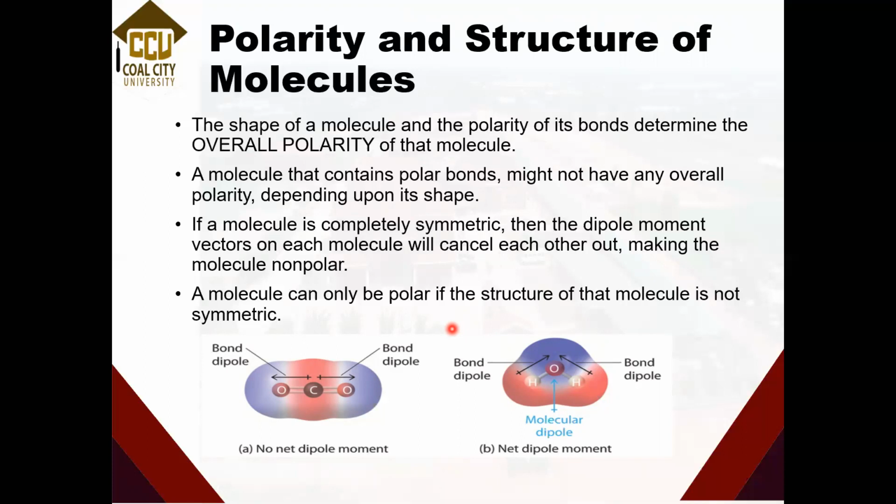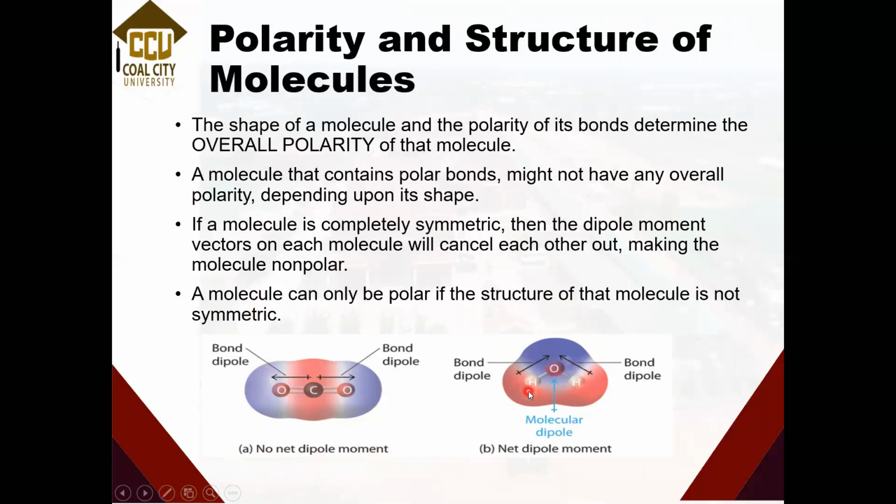So a molecule can only be polar if the structure of the molecule is not symmetric. You can see the statement, symmetric. So you can see this is a linear molecule in CO2. The bond dipole moments will cancel each other out, so it will have no net dipole moment. But in water, because the molecule is bent, they will not cancel each other out.